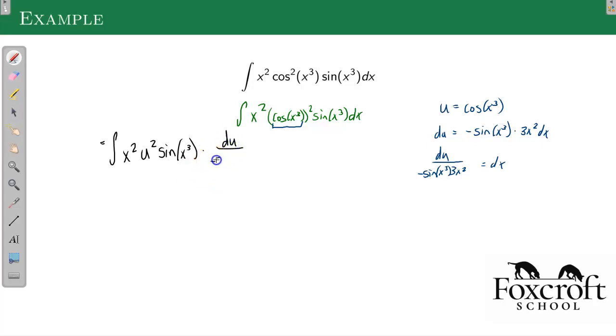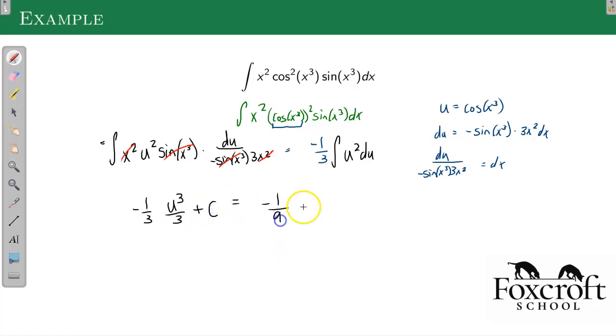Du over negative sine x cubed times 3x squared. Sine of x cubed cancels out. X squared cancels out. And all that's left behind is that negative 3. So it's going to be negative 1/3. I don't know why I switched to blue. Negative 1/3 integral of u squared du. Now I do my reverse power rule. The negative 1/3 stays. U squared becomes u cubed over 3. Add 1 divided by the new exponent. It's going to be negative 1/9 cosine cubed of x cubed.